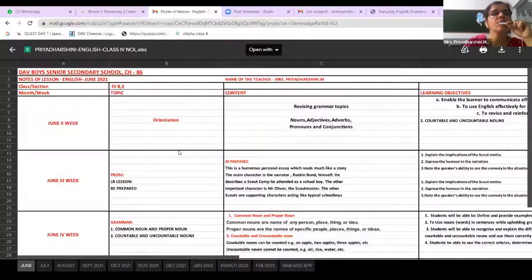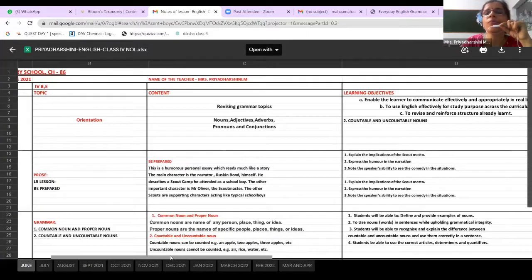See, this is class 4, okay? June 2nd week, orientation. We will be having some orientation classes for them, like bridge classes, right? So we'll be revising some grammar topics. In those orientation classes, we will have two or three classes, or one particular week, of revision with them, especially with the grammar topics.